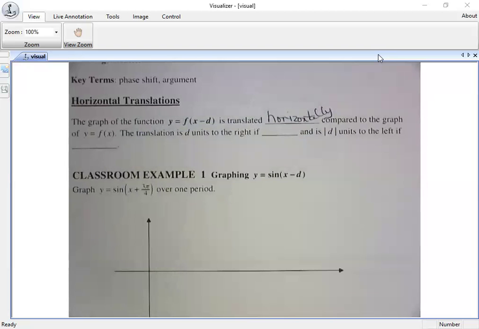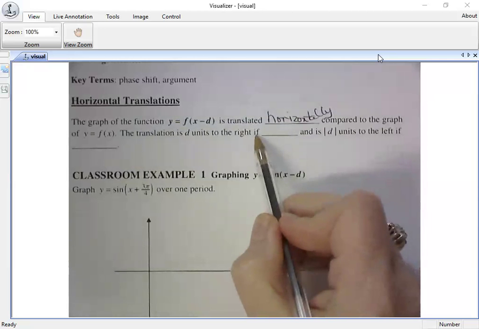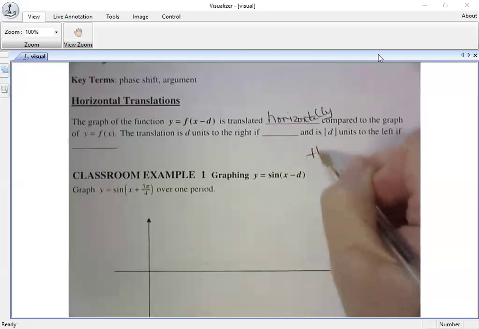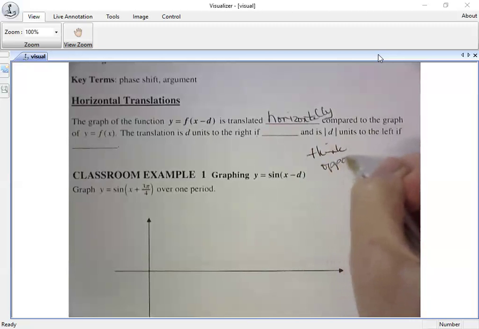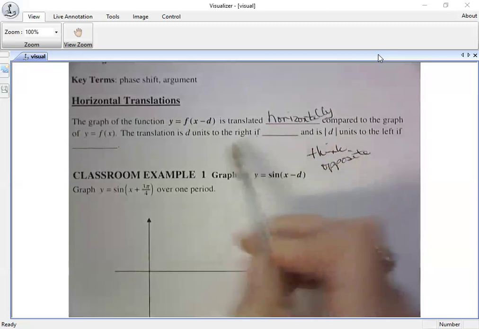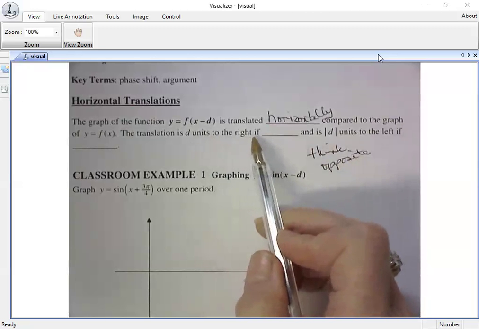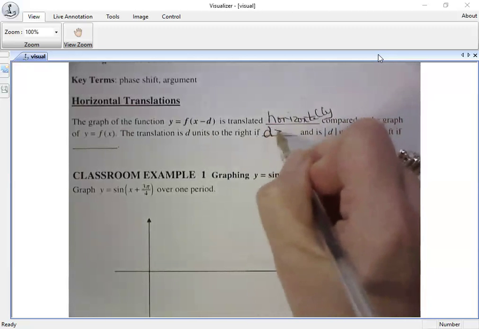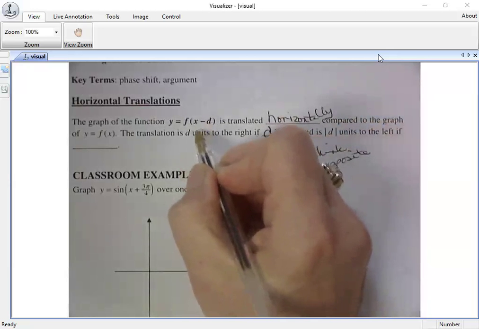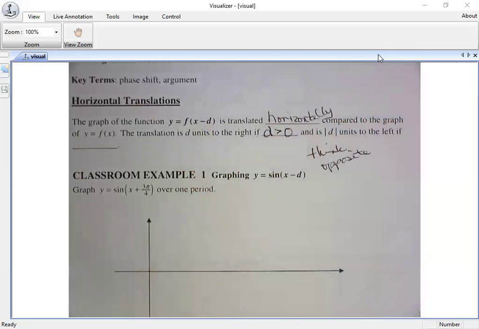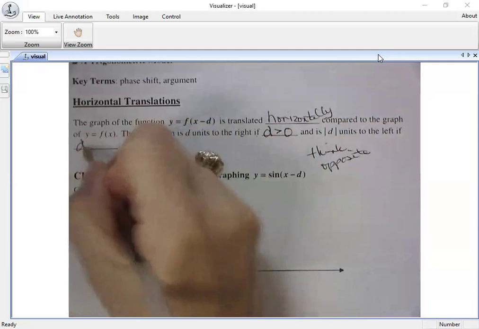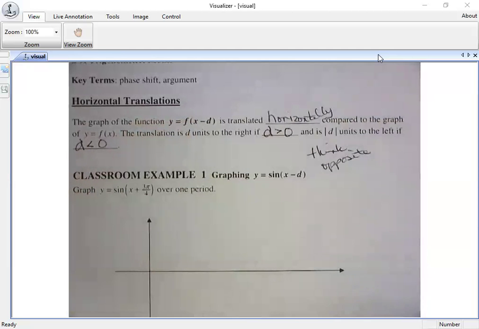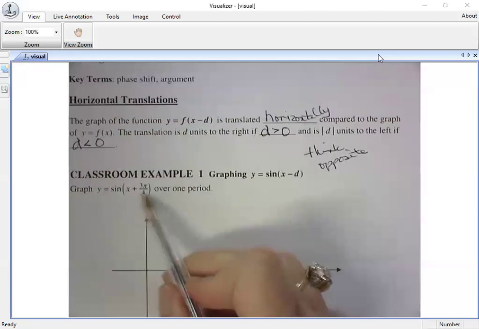And the reason is you think opposite whenever it is a horizontal translation. Okay? So we're going to be moving d units to the right if whatever shows up after the minus sign is positive. In other words, if I see x minus a number, I'm going to the right. If I see x plus a number, then I'm going to the left. And the way I get x plus a number is it would be x minus a negative, okay? It's much easier to just look at this, and it's going to be the opposite of the sign you see.